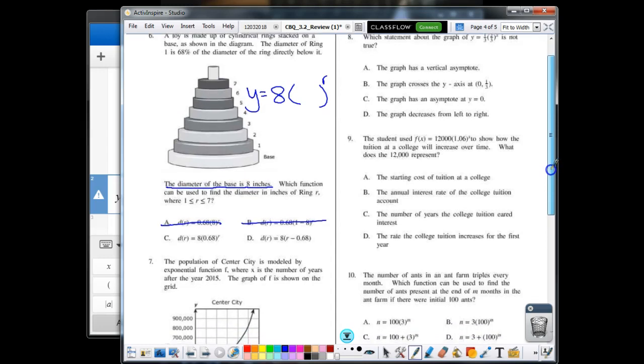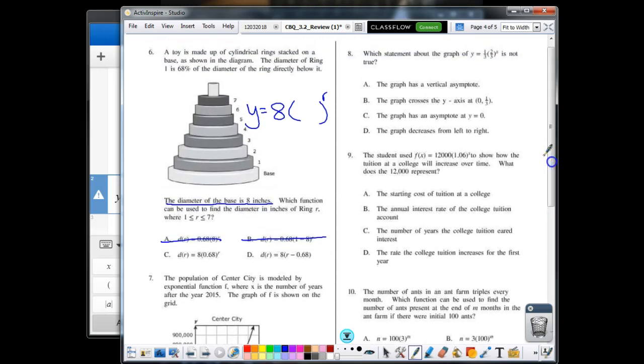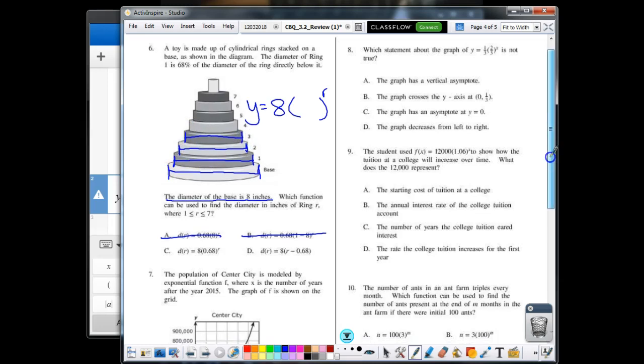So let's look at the rings also, the diameter, right? The diameter is the length from here to here. This is decreasing. It's getting smaller. The length between the rings is getting smaller. So it's an exponential decay.